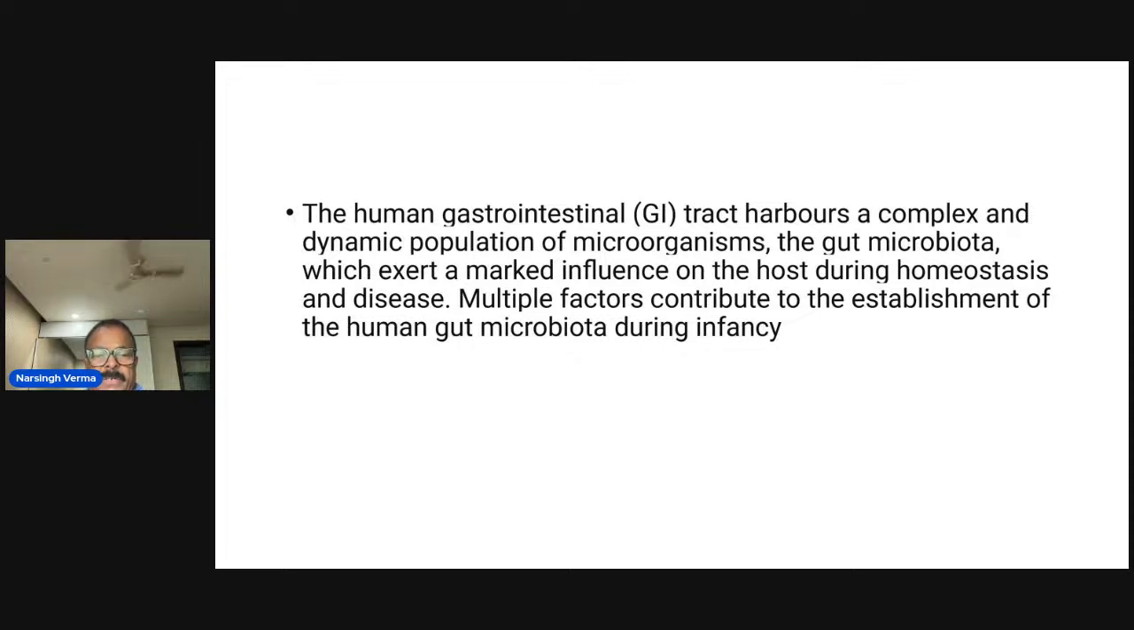Multiple factors contribute to the establishment of the human gut microbiota during infancy. Whether the gut microbiota will be reduced or increased during infancy depends upon various factors.